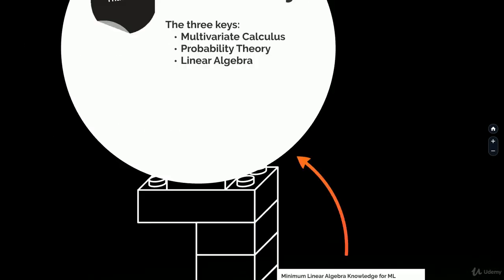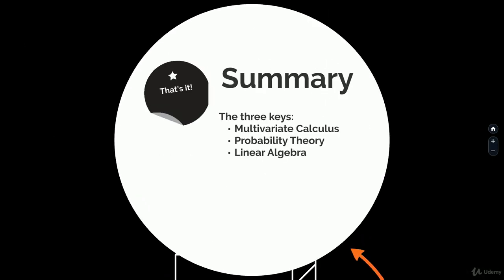So here we have a quick summary. The 3 keys. 1, multivariate calculus. You got to know calculus because we're working with smoothing problems, optimization problems using gradient descent and error minimization, and we're also doing summations and integrations when we're solving for our probabilities.